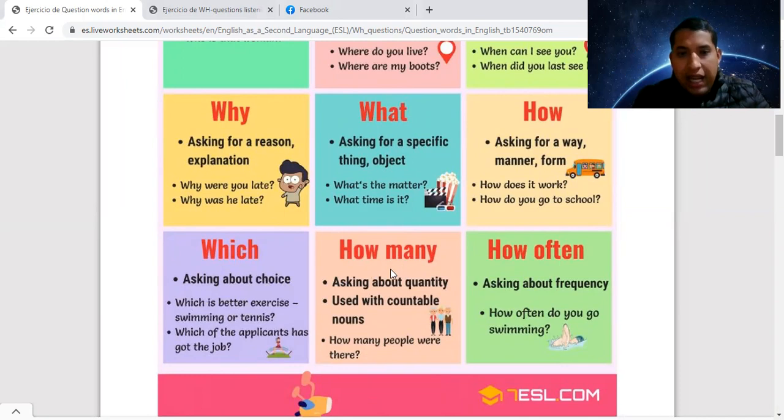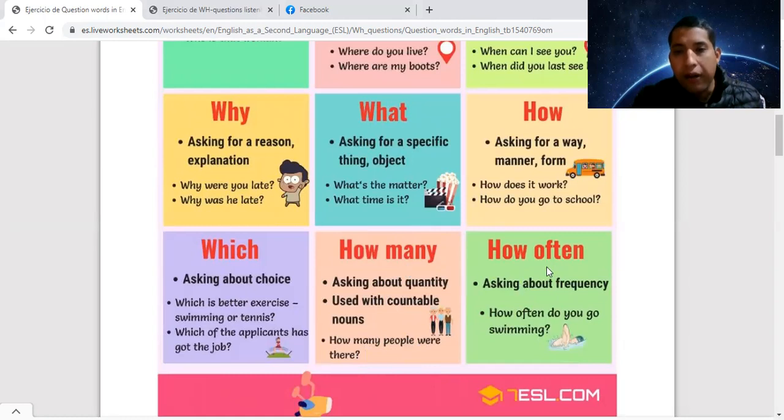So how many? Asking about quantity. So for countable nouns, right? Do you remember? Is with countable nouns. How many people were there? All right. How many apples? How many bananas? How many carrots? Okay. So when we can count things, we use how many. How many cars? How many computers?